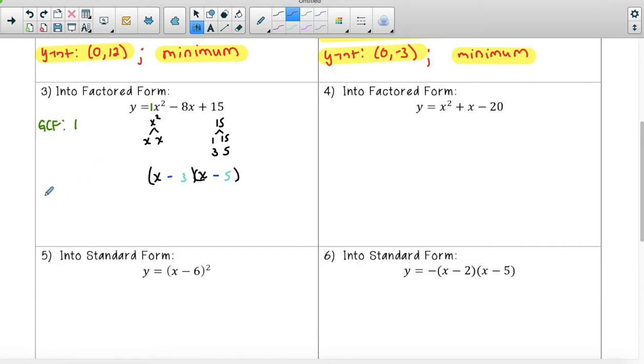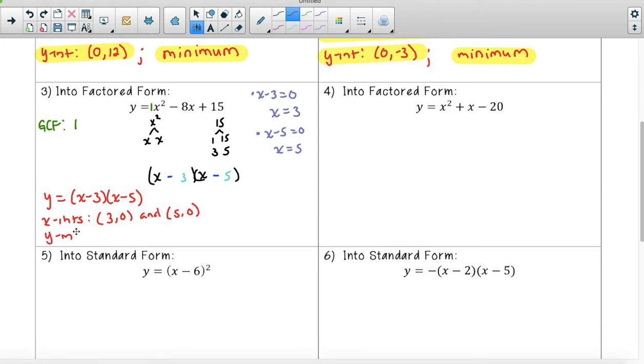So to put this into factored form, we'd have y equals, parentheses, x minus 3, parentheses, parentheses, x minus 5. This is now in factored form. Because it's in factored form, I can now find my two x-intercepts. So I'll take my x minus 3 and set it equal to 0. I'll have x equals positive 3. Then I'll also take my x minus 5, set it equal to 0, and have x equals positive 5. So our x-intercepts are at 3, 0 and 5, 0.